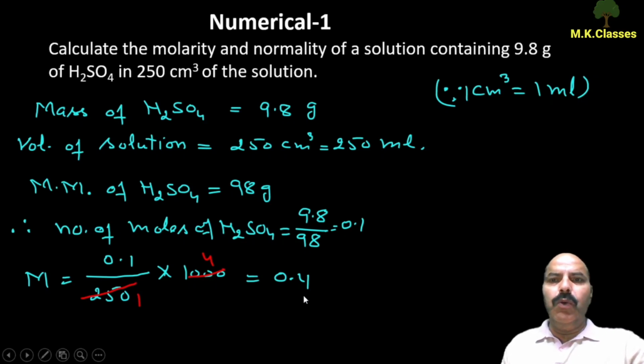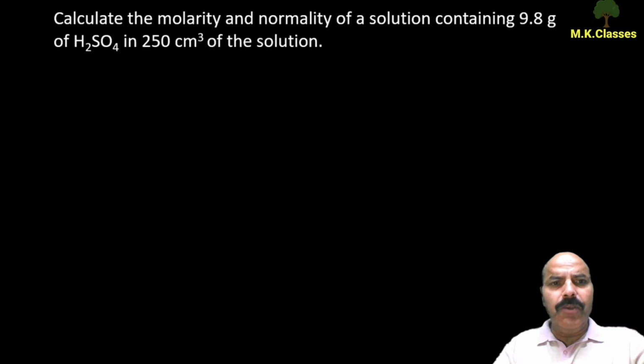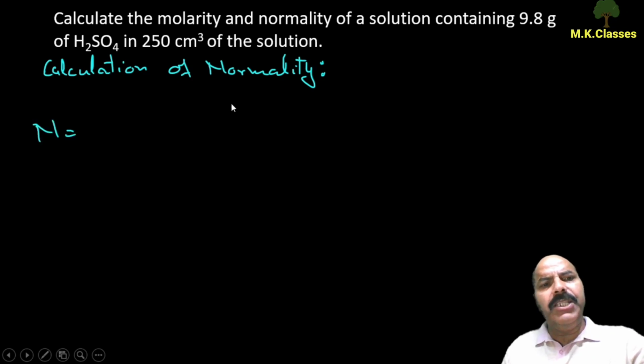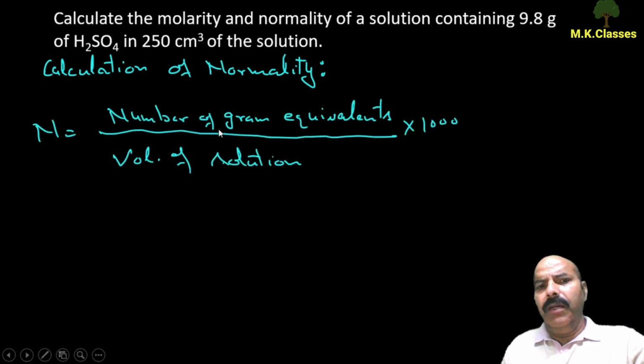Is that clear? So one part is clear, bachcho. Now since we have to find out the normality of the solution, that is the second part of this numerical. Clear? So for normality, what do we need, beta? Number of gram equivalents we have to find out.